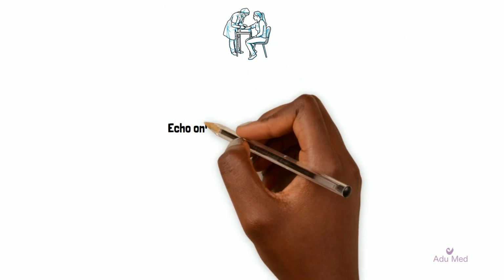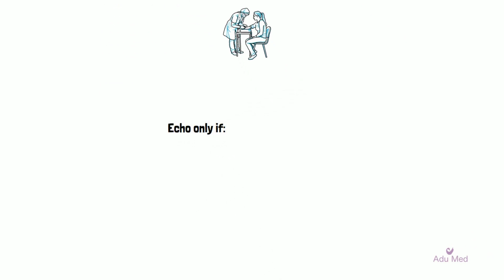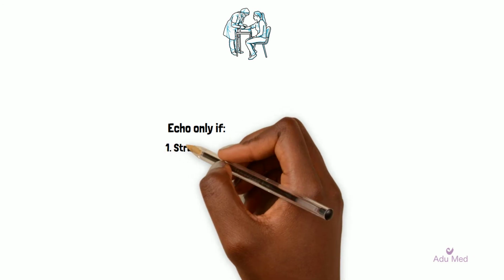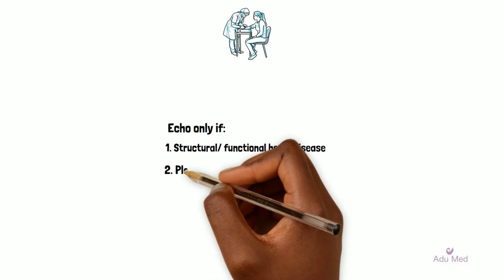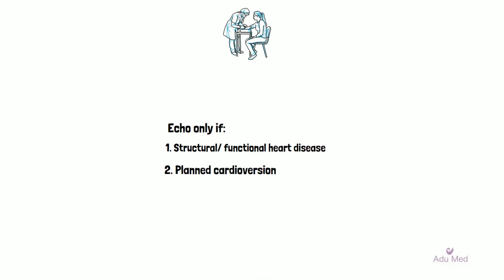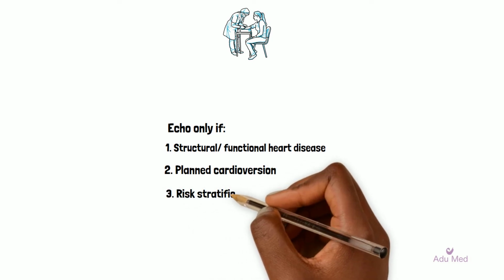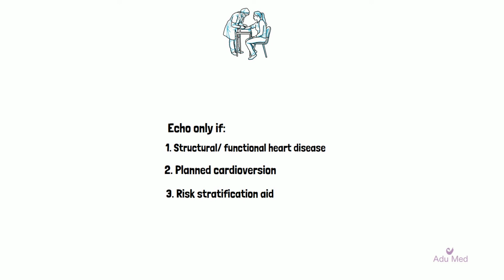An echo may be indicated, but only during the following circumstances. In cases of structural or functional heart disease, if there's a planned cardioversion, in order to ensure no clots, and lastly, if we need to balance the risks. For example, a patient who is at high risk of both stroke and a bleed.